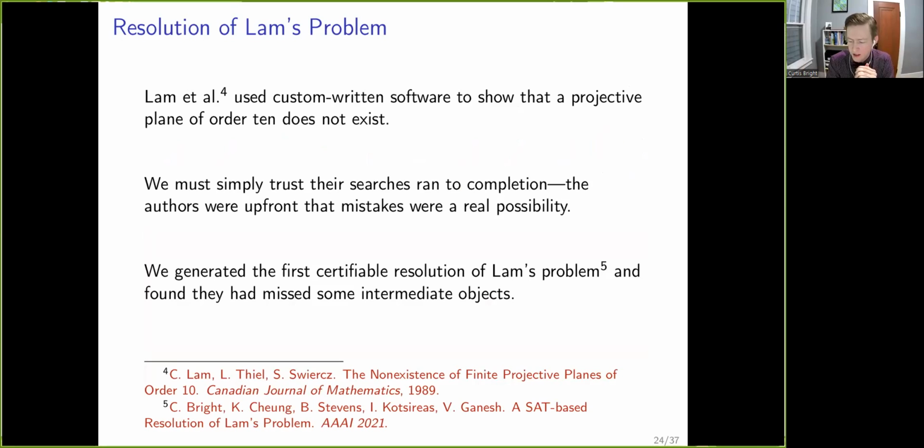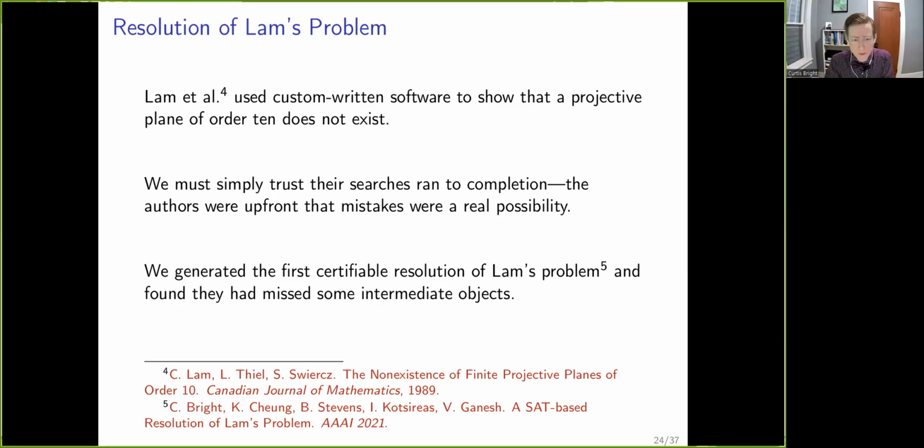Because how do you know that their search program, which the result crucially relied on, didn't have a bug? And frankly speaking, we all know that any software that you use, even if it's used billions of times, of course has bugs, right? All software just has bugs. It's a reality. So the fact that you have this search program run a single time, well, as they were upfront about, it's more than likely there was some kind of a bug. The question is, did it influence the final result? Did we actually miss a projective plane of order 10?